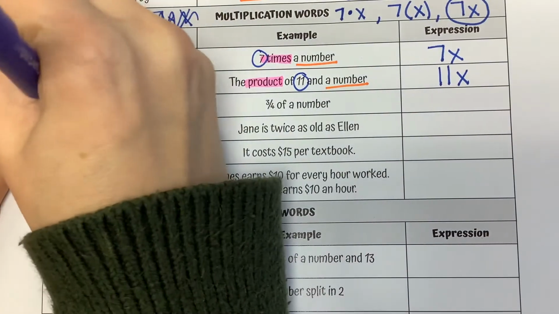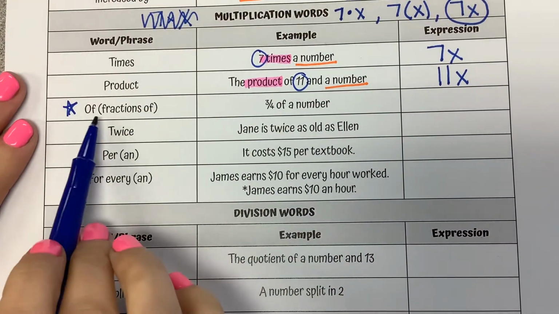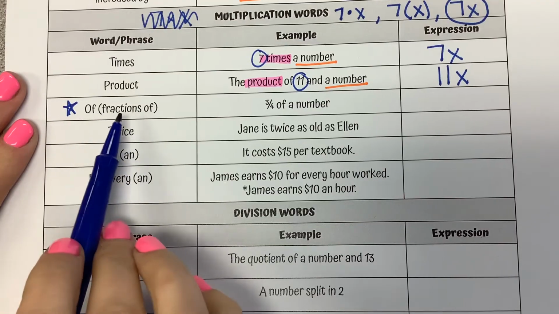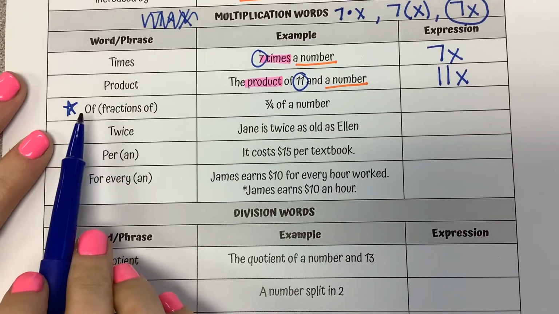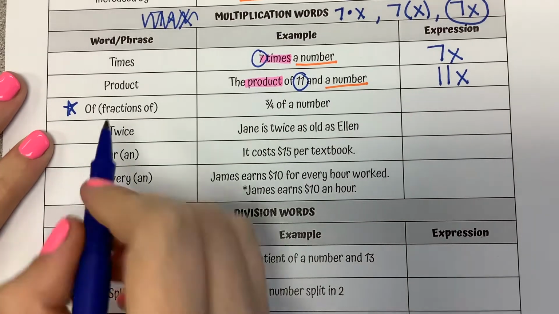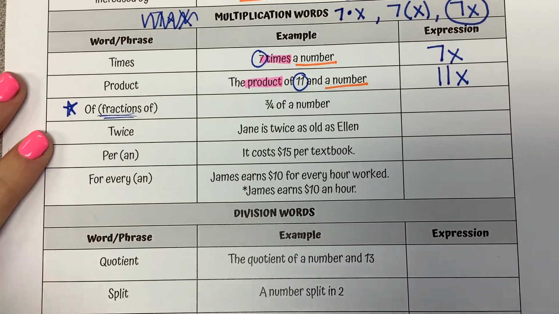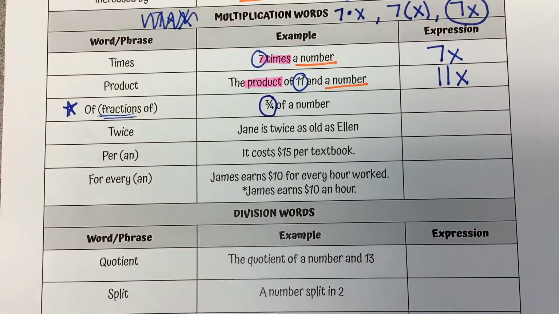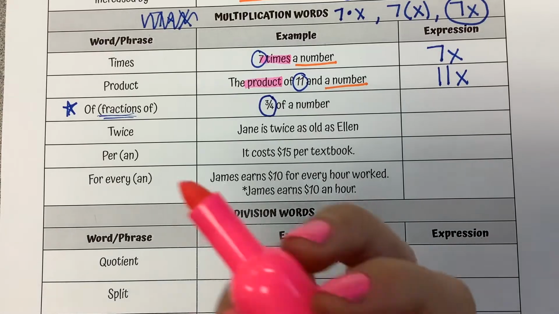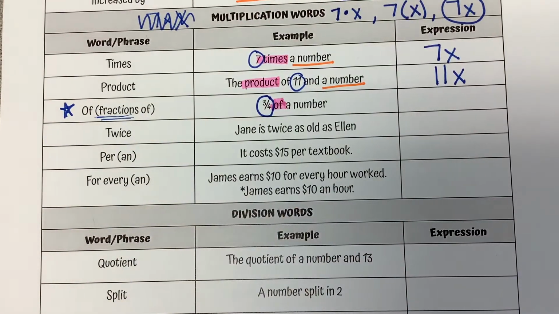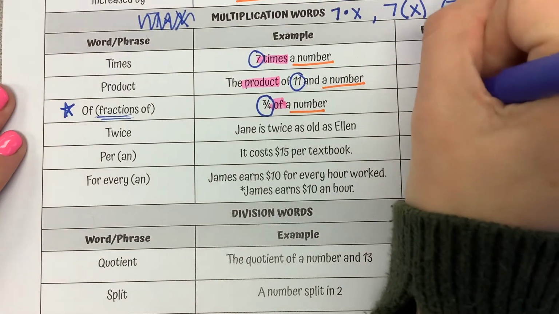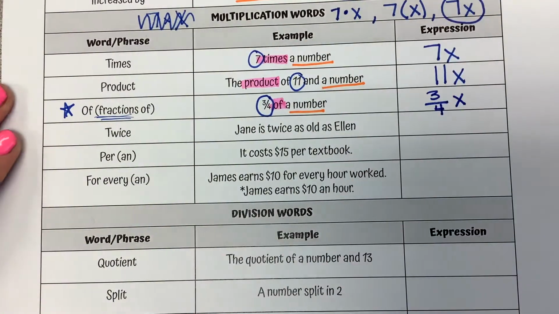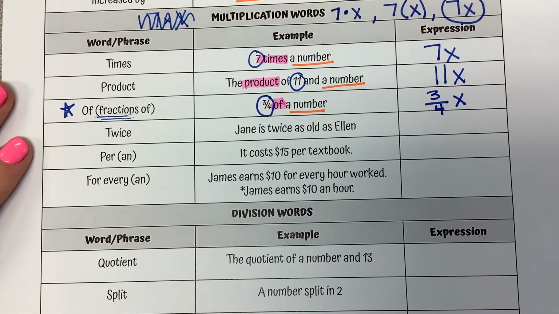Next keyword, of. I'm going to put a star next to this. Of means a lot of times we'll see of as in fractions of, 2/3 of, 4/5 of. Obviously, of is a very common word. So really where you're seeing that is when you have actual fractions in the problem. So if I look here, I have a fractional number, 3/4 of our keyword, a number. So 3/4 of a number, 3/4 comes first of our unknown number, x. So just 3/4 x.